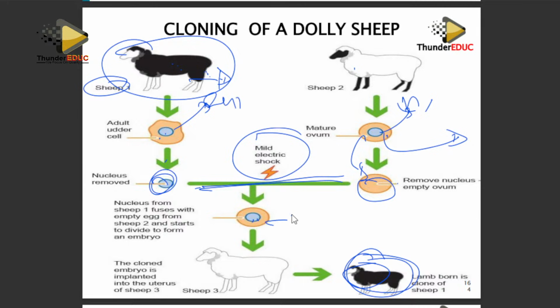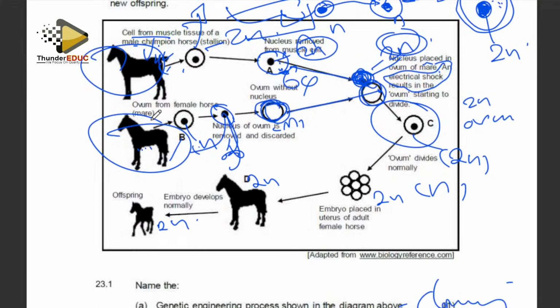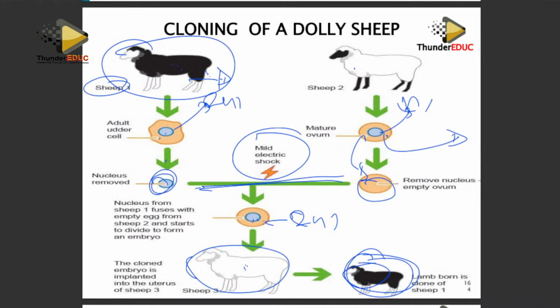Now this one looks like a zygote, it is 2n, and then we insert this into this sheep, which we call the surrogate mother. So even if they ask you what we call this sheep, it is a surrogate. So guys, I think that is it.